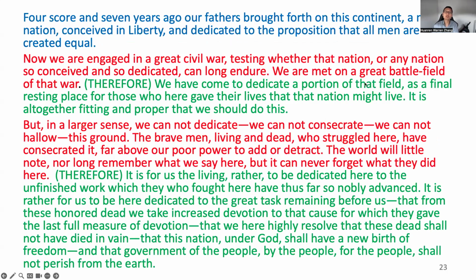And here is the full Gettysburg speech, right? So here you see that Lincoln first sets up the context. Four score and seven years ago, our fathers brought forth on this continent a new nation, conceived in liberty and dedicated to the proposition that all men are created equal. So that is a fact that everyone can accept, especially among the Americans, right? It's a great establishment as the United States of America, and that proves that we are a great nation, right?